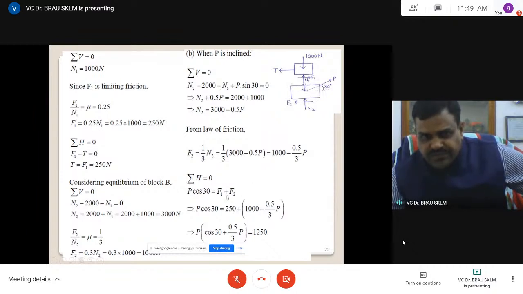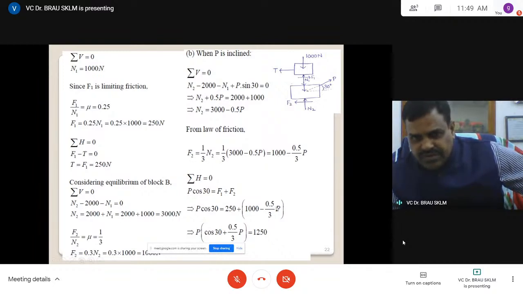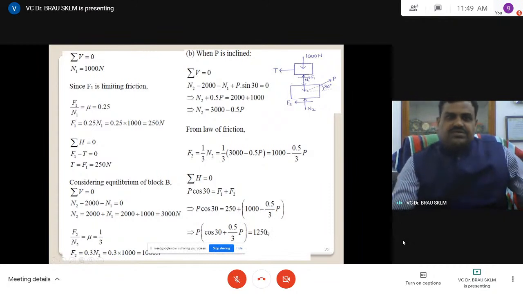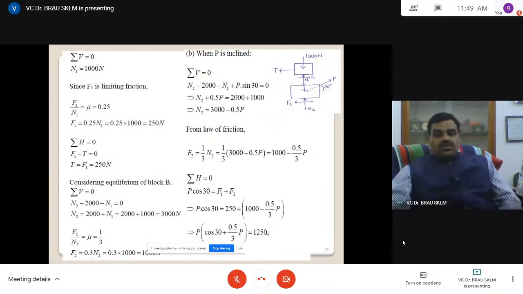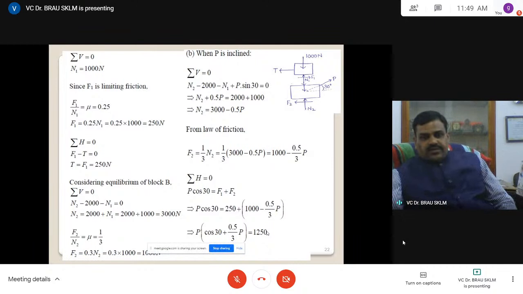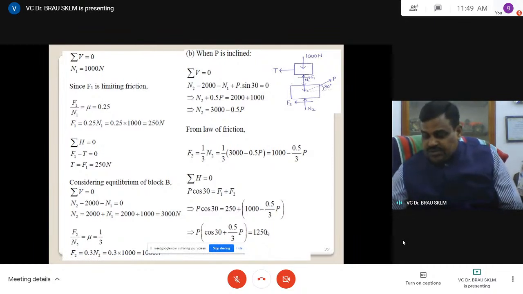If you represent that, now P cos theta is equal to F1, which is 250, plus F2. F2 is this value. Now in terms of P only, you simplify this, and you will get this number of newtons. This is how we will write the free body diagram and try to solve the problems.